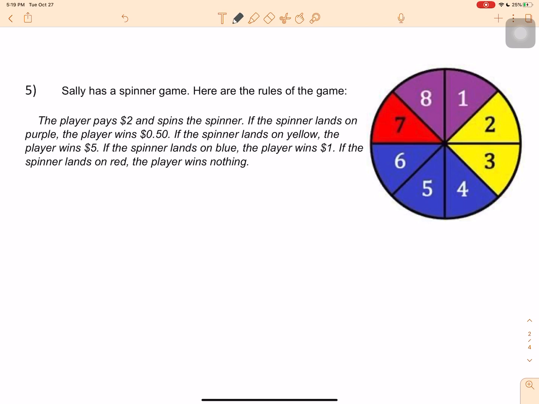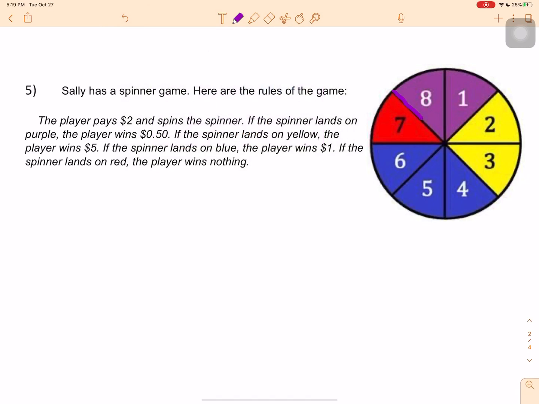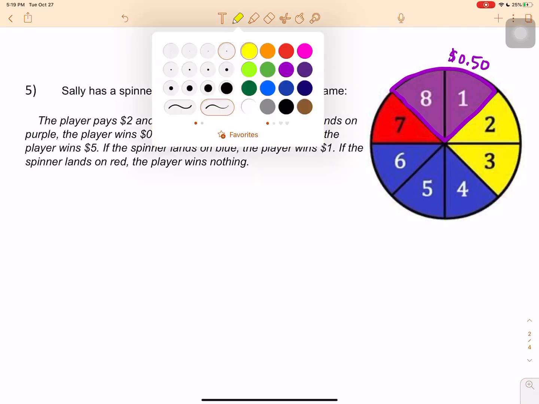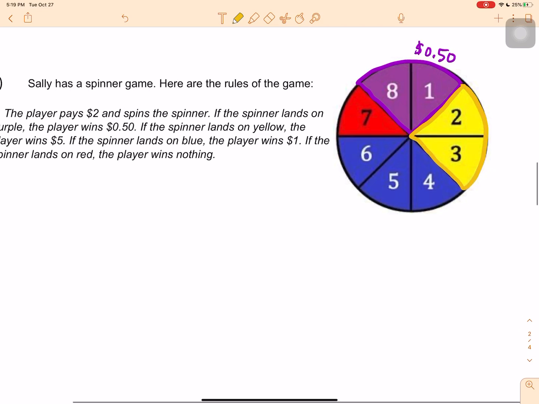So let me sort this a little bit. So $2, if the spinner lands on purple, I'm going to use my purple color. On the purple one, we get 50 cents, so 0.50. That's how much we get. All right. If the spinner lands on yellow, the player wins $5. Wow, that's a much better one, right? We want to land on yellow. So this one would be $5.